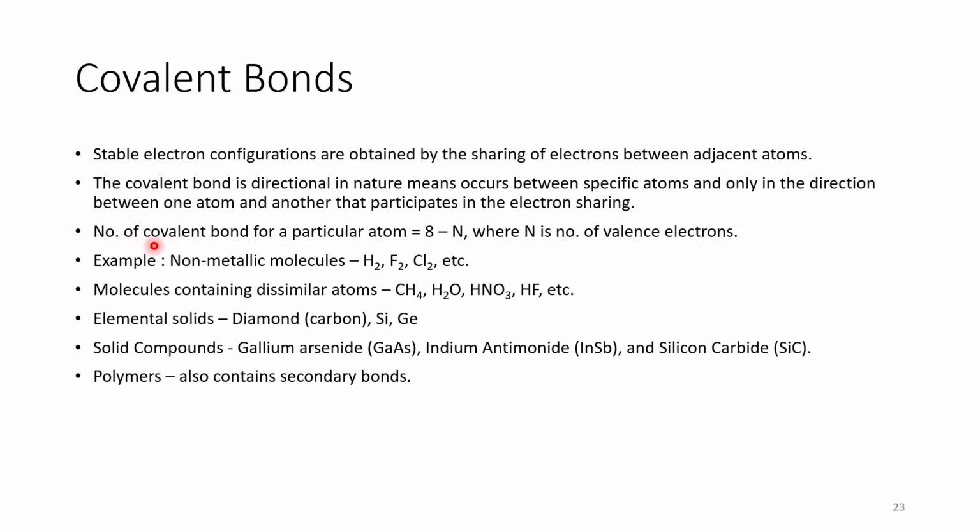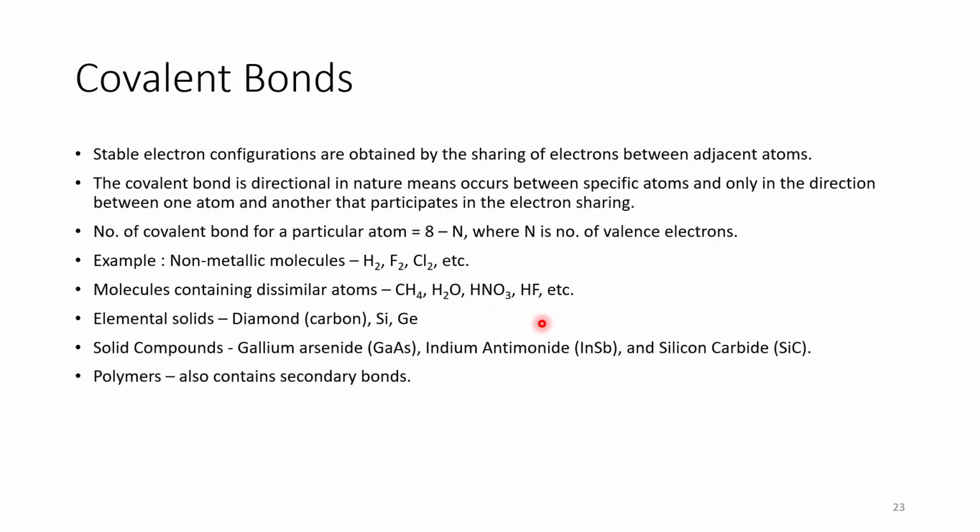The number of covalent bonds for a particular atom is given as 8 minus n. Here n is the number of valence electrons that are present. Examples are non-metallic molecules such as hydrogen, H2, F2, Cl2, etc., and molecules containing dissimilar atoms but sitting not that far apart in the periodic table, such as CH4. So electronegativity is not that much different for carbon and hydrogen, and oxygen, H2O, HNO3, HF, etc.